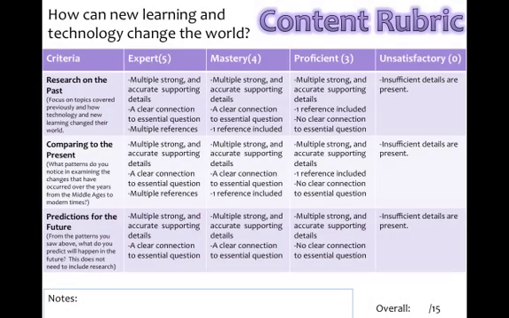Okay, let's look at your content rubric for the final for this total unit. The question you need to answer is, how can new learning and technology change the world? Well, the way that we're going to look at this is from three lenses. We're going to look at the past, the present, and the future.